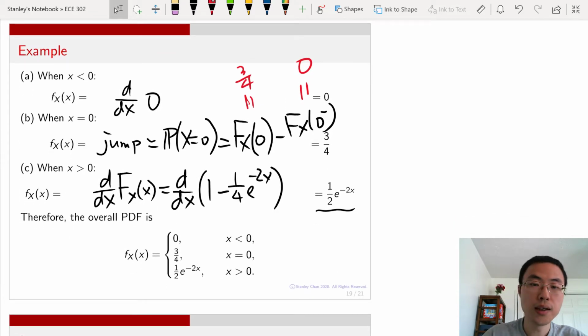Okay. Therefore, the PDF can be written as this. You have 3 ranges. For x less than 0, you get 0. For x equals 0, you get 3/4 as an impulse. And then for x bigger than 0, you get this equation.